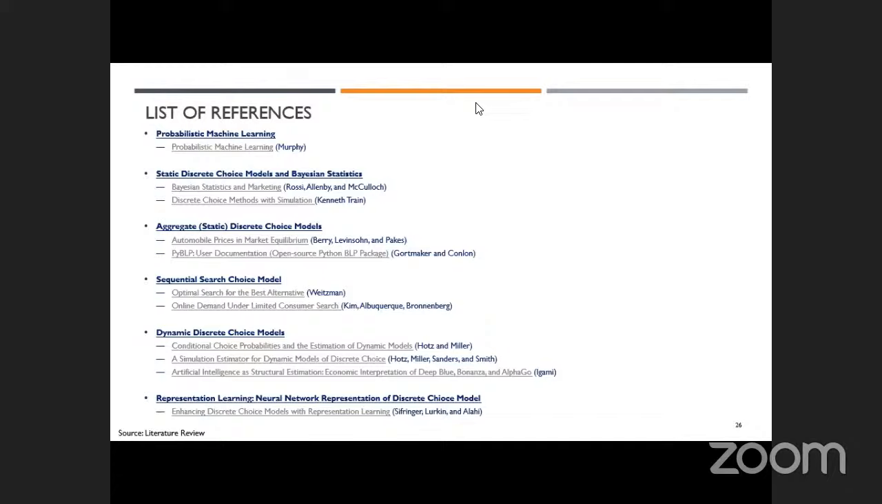Okay. We do have a question from Percy. Any reason why you're assuming a linear model here? Yeah, I think I handled this already.